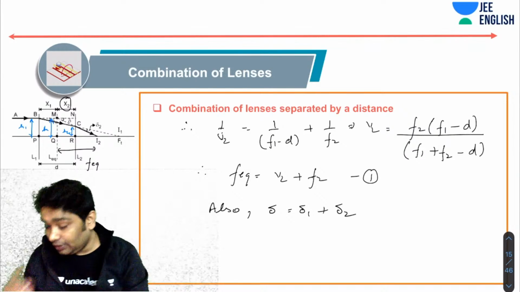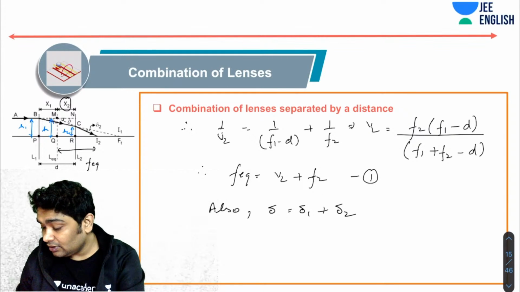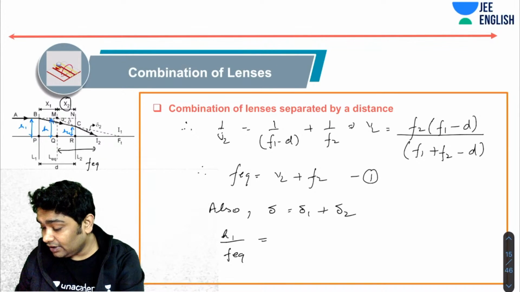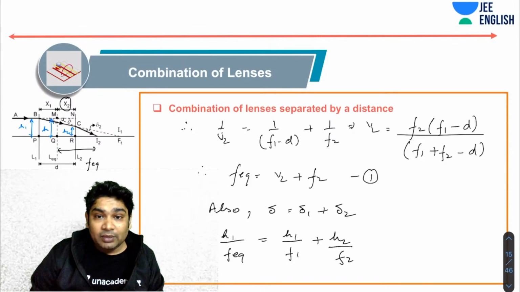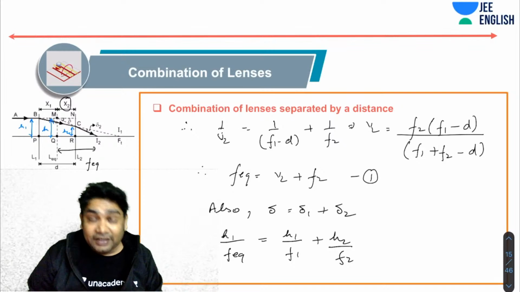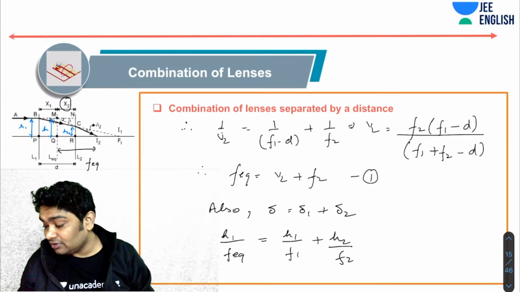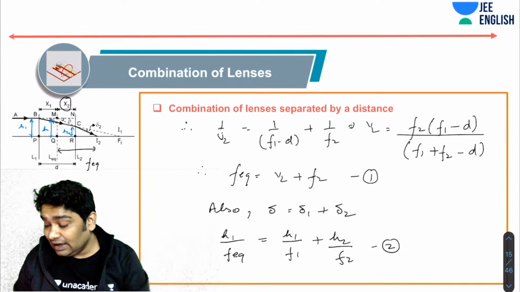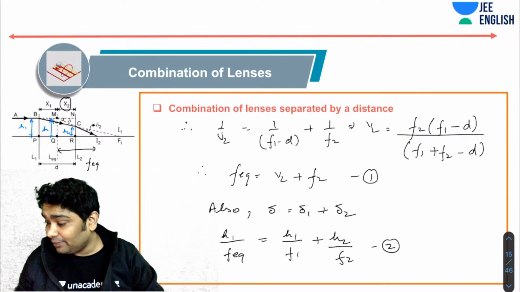So now I can write delta as h over f equivalent, which should be equal to delta 1, which would be h1 over f1, plus delta 2, which would be h2 over f2. Correct? I hope you remember this from our discussion in the previous class. The deviation produced by a lens is h over f. So this is my second equation. All right, so I have got these equations. Now, if I can rewrite h1 in terms of h2, or h2 in terms of h1, then I should be sorted, right?